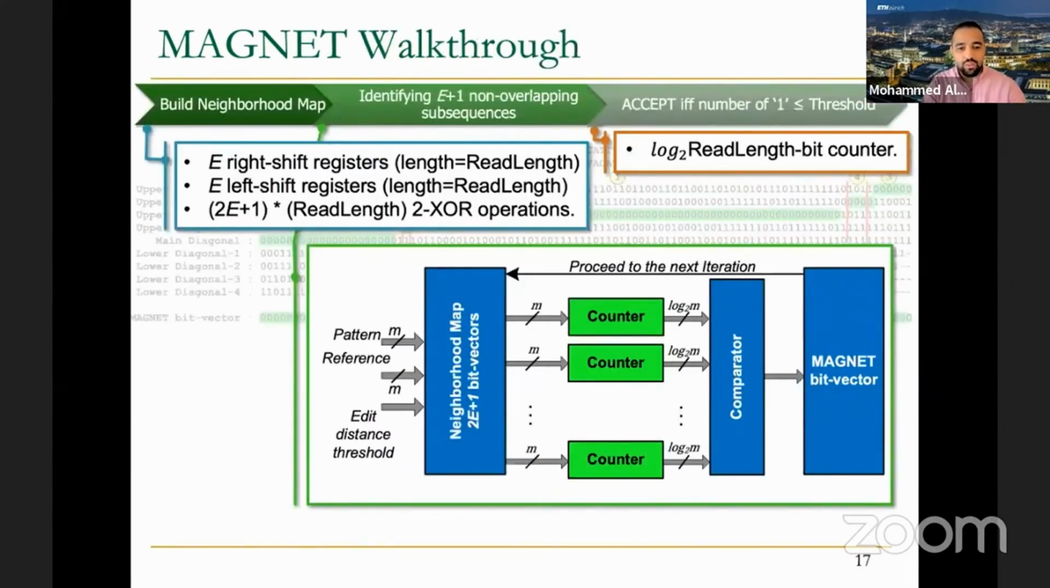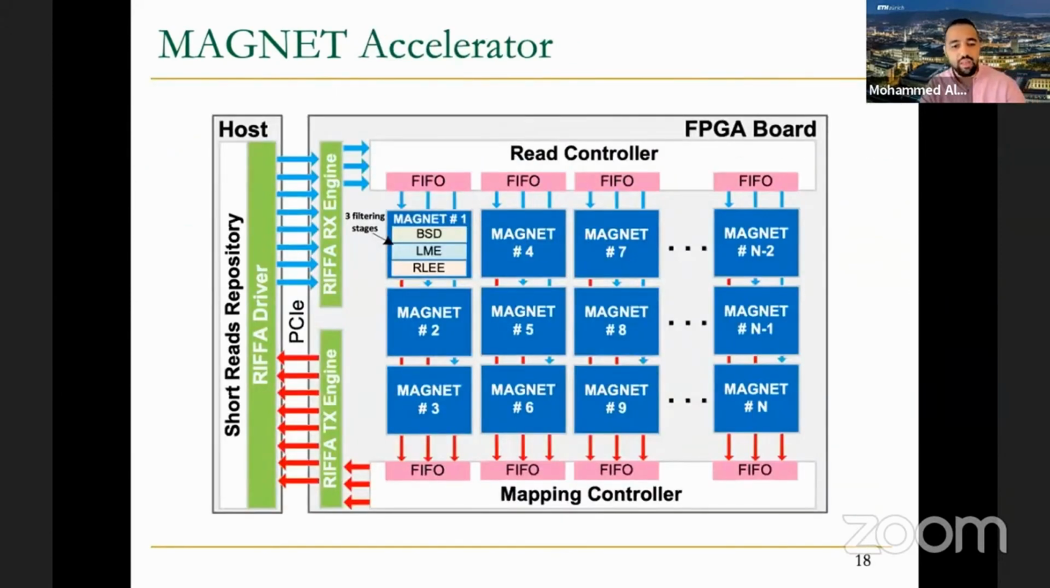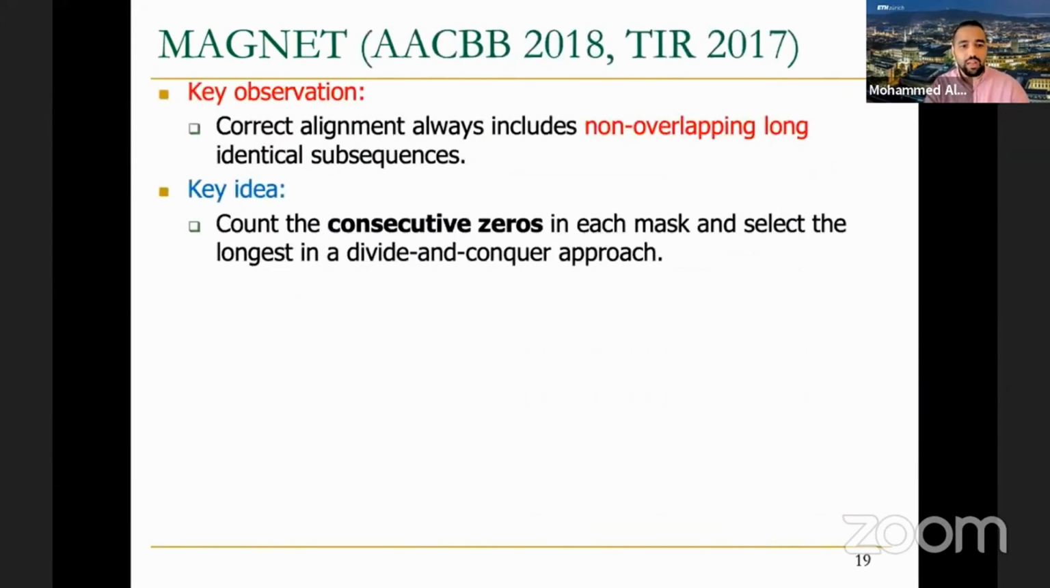The Verilog code is available online. You can go to the MAGNET repo on GitHub, or you can check it from the paper, and you will see the CPU code plus the Verilog code there. So you can check it, play with it, and maybe get a better algorithm out of it.